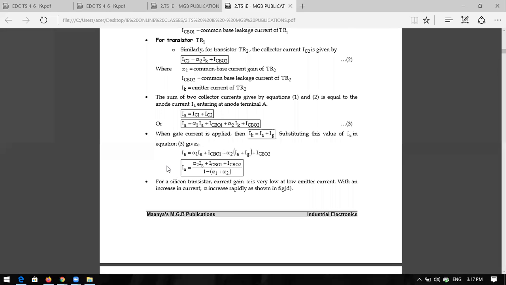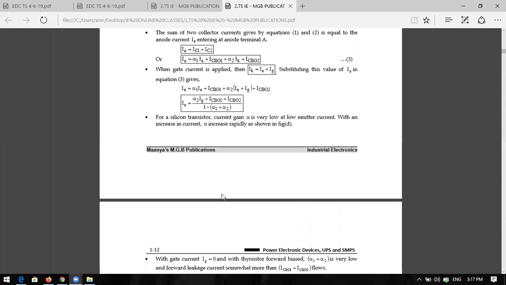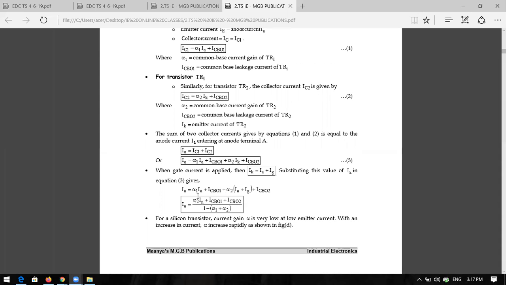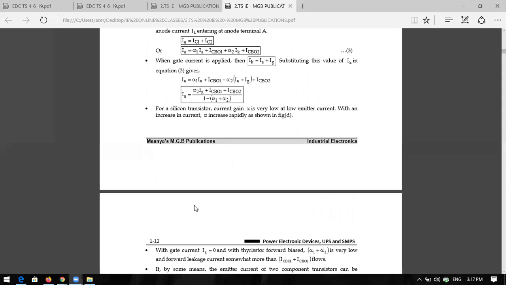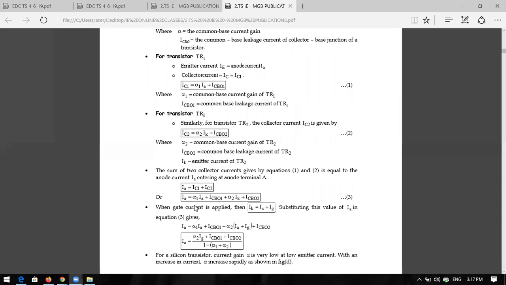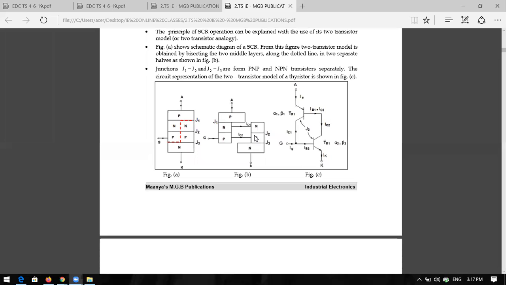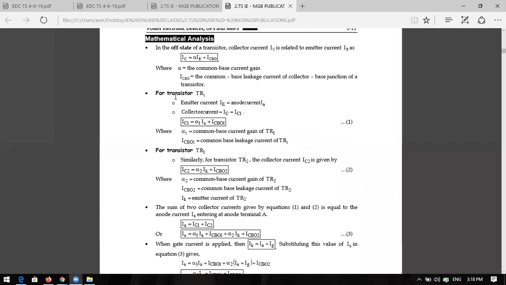So what is the anode current? The anode current equals this. That means by increasing the gain alpha at low emitter current, the current increases. If Ig equals 0, that is, the gate current is 0, the anode current is simply the leakage, it is off. If Ig increases, IA increases. If there is no gate signal, it is off, like an off switch. If the gate terminal is given the input signal, it is on. So you can easily analyze by deriving this formula.